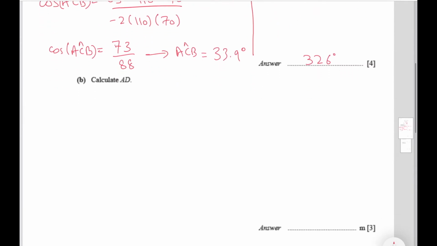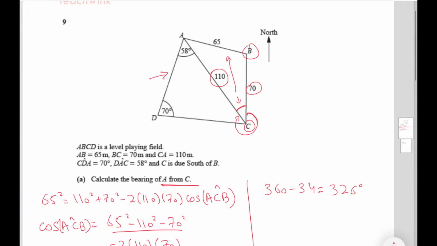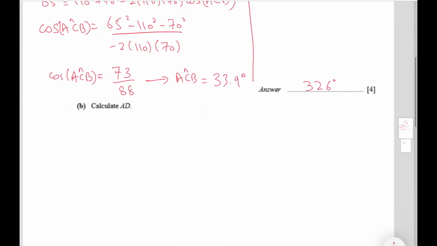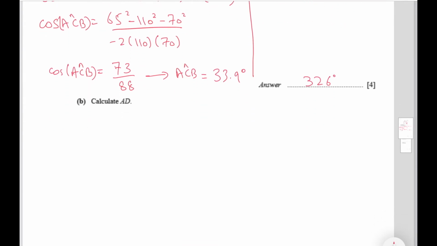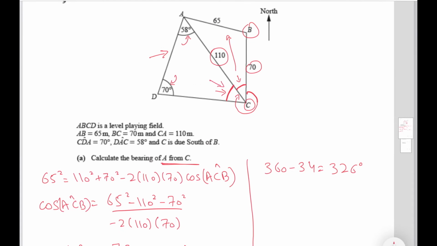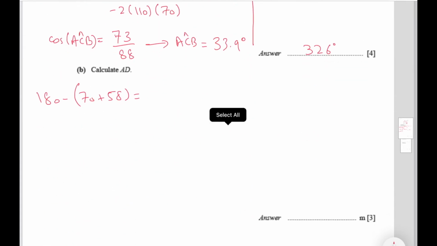The next part says calculate AD. We have to find this length. In order to find this length, we would at least need to know this angle right here. Since we know this angle and we know this angle, we can add them both and subtract them from 180. So we have 70 degrees plus 58 degrees, and when we subtract these two from 180, we will have angle ACD. So let's see what that is. We add 70 and we add 58 and we subtract that from 180. So we get 52 degrees. Angle ACD is 52 degrees.